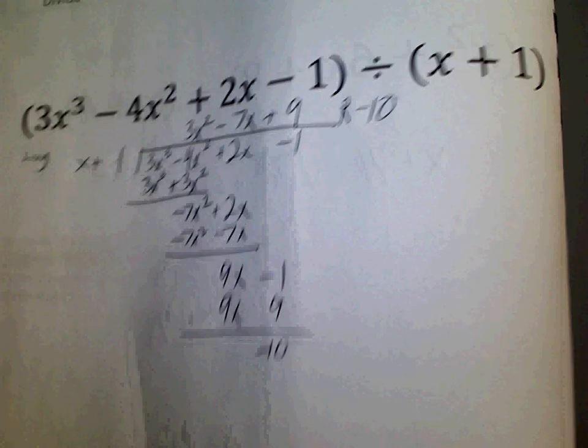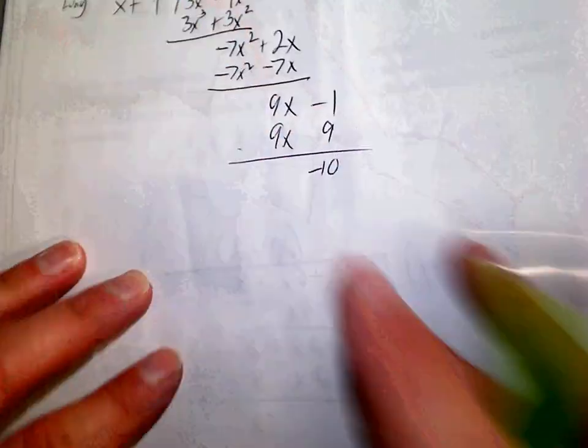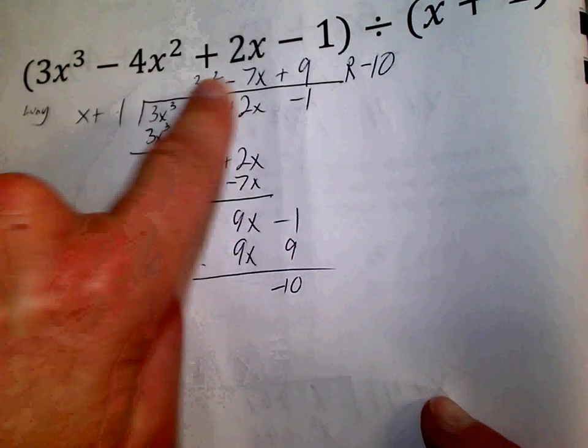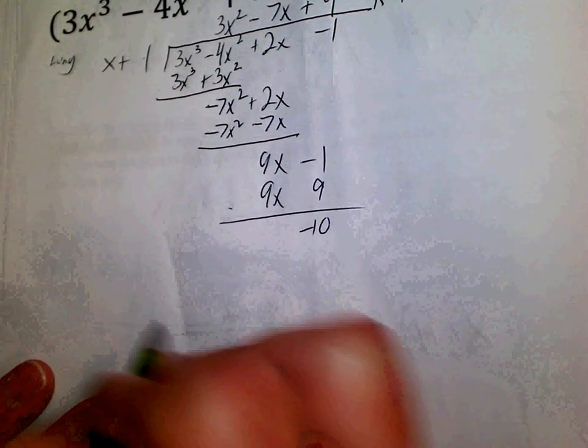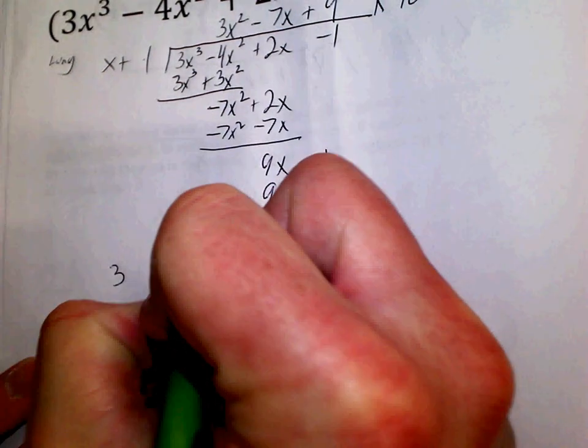Let's do synthetic. So it's a whole new deal. Here's how you do synthetic division. You have it there on your page. We got to bring down every number. We're going to bring down the 3, the negative 4, the 2, and the negative 1.